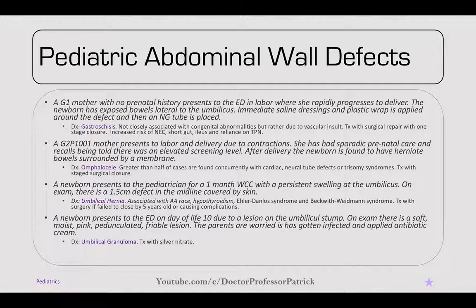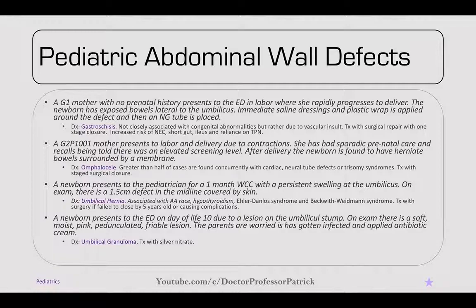So this is gastroschisis. It's not associated with any congenital abnormalities, but it's rather due to a vascular insult, and the treatment here is surgical repair with a staged closure. And there's an increased risk of NEC, short gut syndrome, ileus, and reliance on TPN with this. So you want to look for lateral to the umbilicus and completely exposed GI.